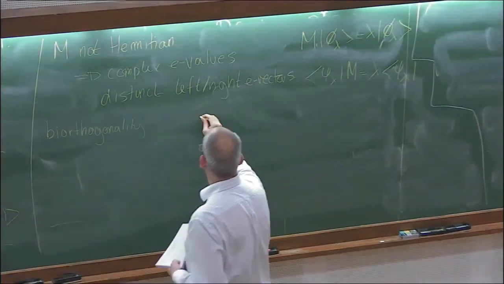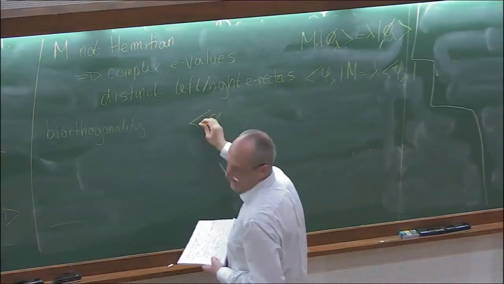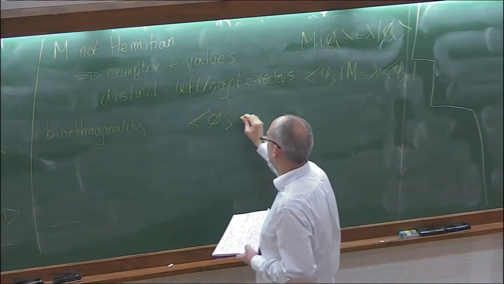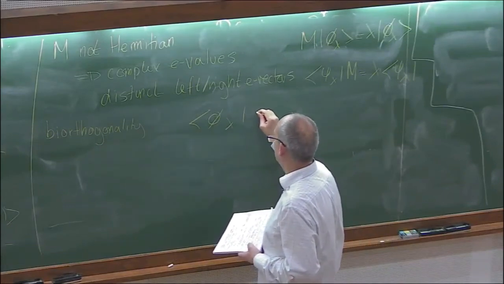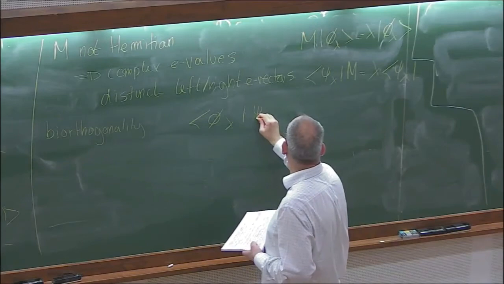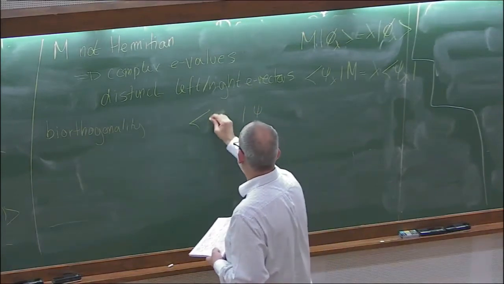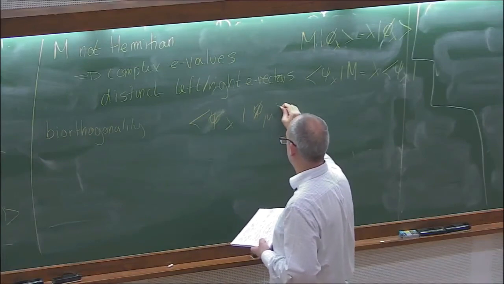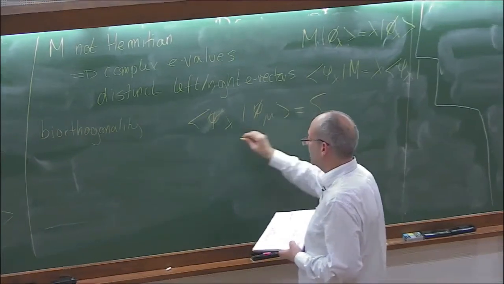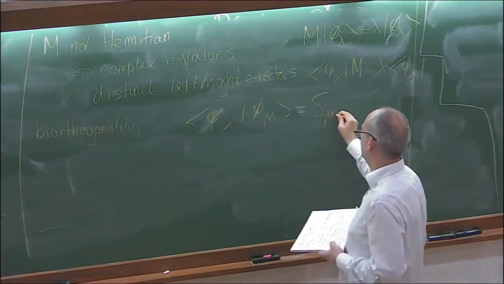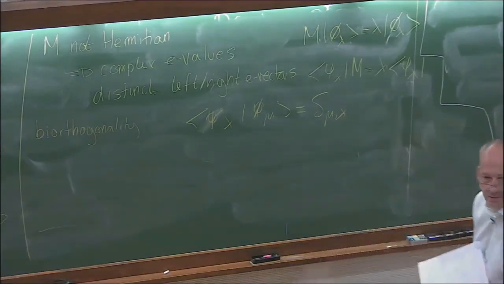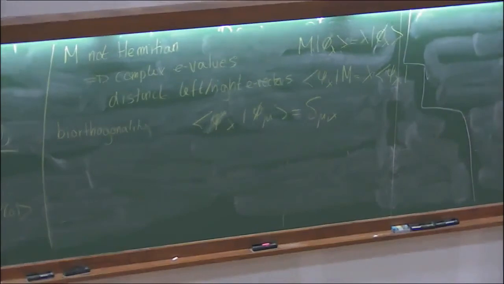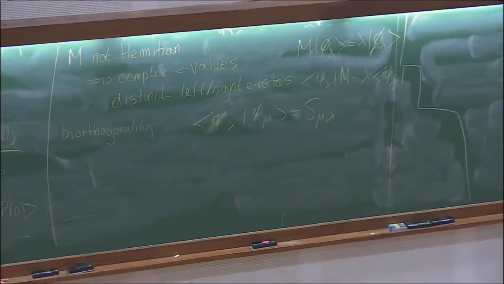And what this means is that if I take the scalar product, so here I'm using bra-ket notation, the scalar product of psi lambda and phi mu, if I normalize things correctly, I get delta mu lambda. So the right eigenvectors are orthogonal with the left. That's the way it works.